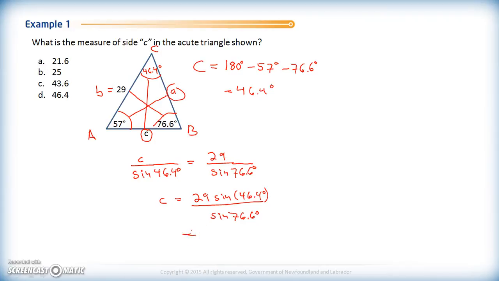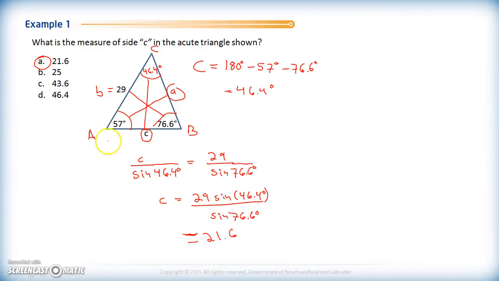And the magic of any good calculator should help us out here. So we're going to take 29 multiplied by the sine of 46.4, and then divide it by the sine of 76.6, and that gives us 21.6 for our answer. So we have 21.6 units, and it looks like if this is multiple choice, answer A is probably right on the money.